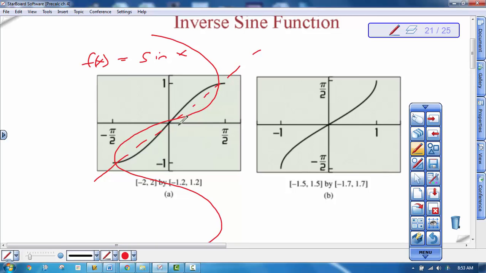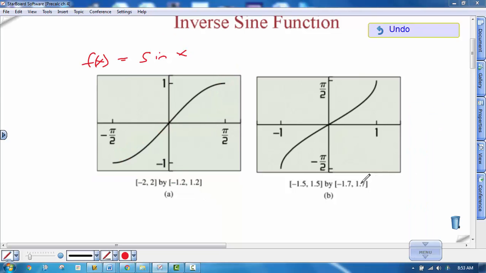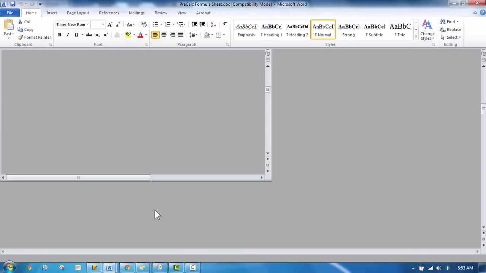And that's an issue because that doesn't pass the vertical line test. That's not a function, right? If we stick in one value for x, we get out an infinite number of y values, and that's not really helpful for us. So what we're going to do is restrict the domain and range. And this is on our formula sheet. Let me pull this up for you.